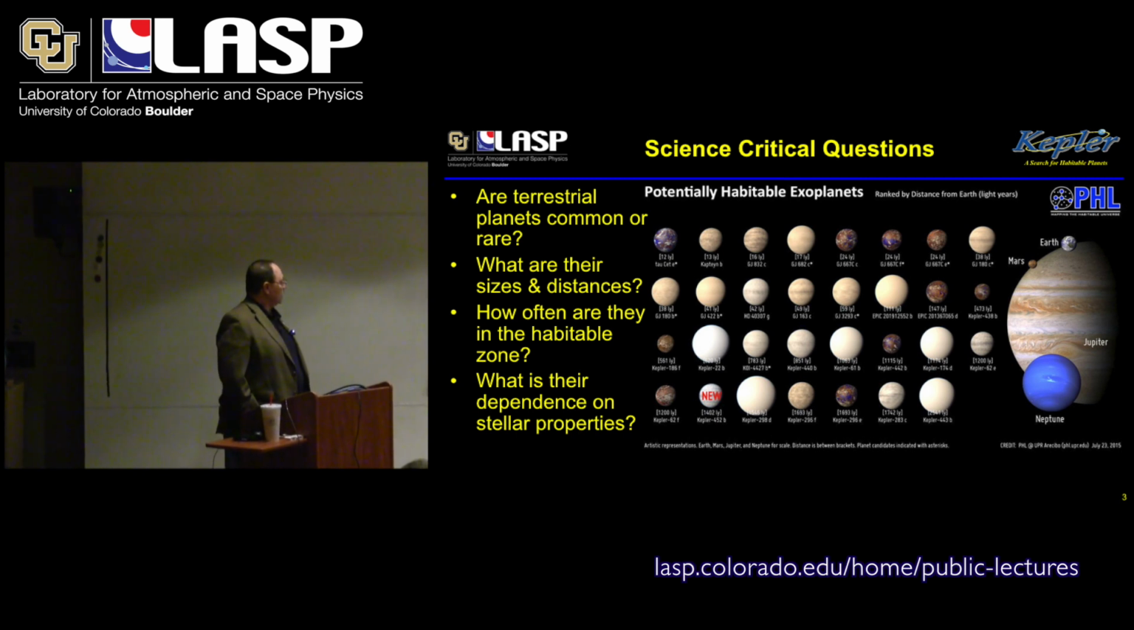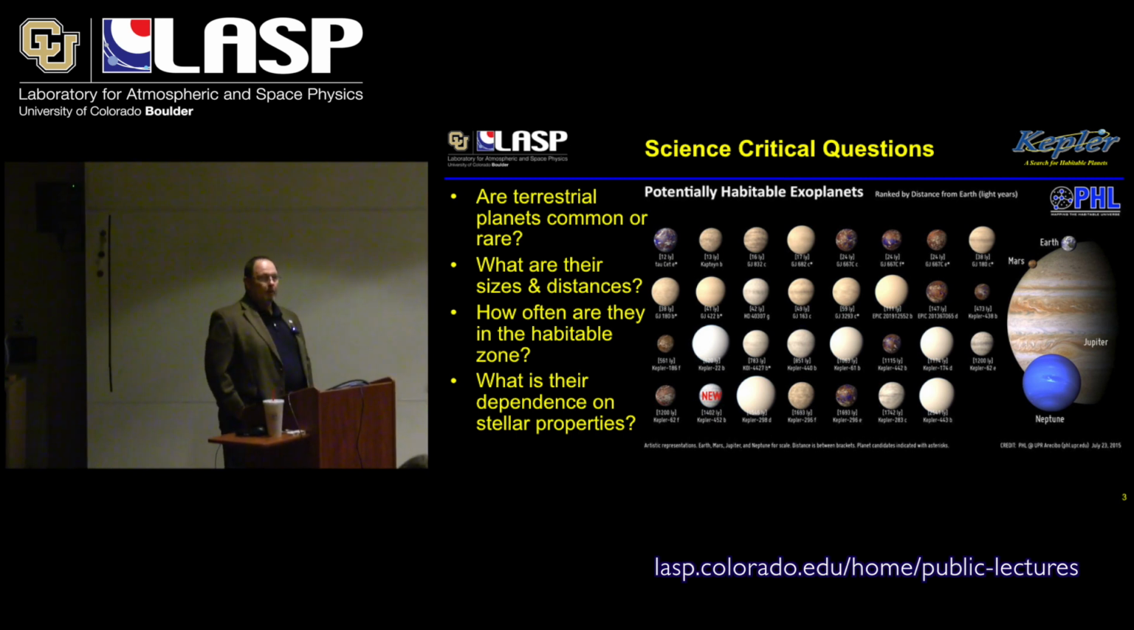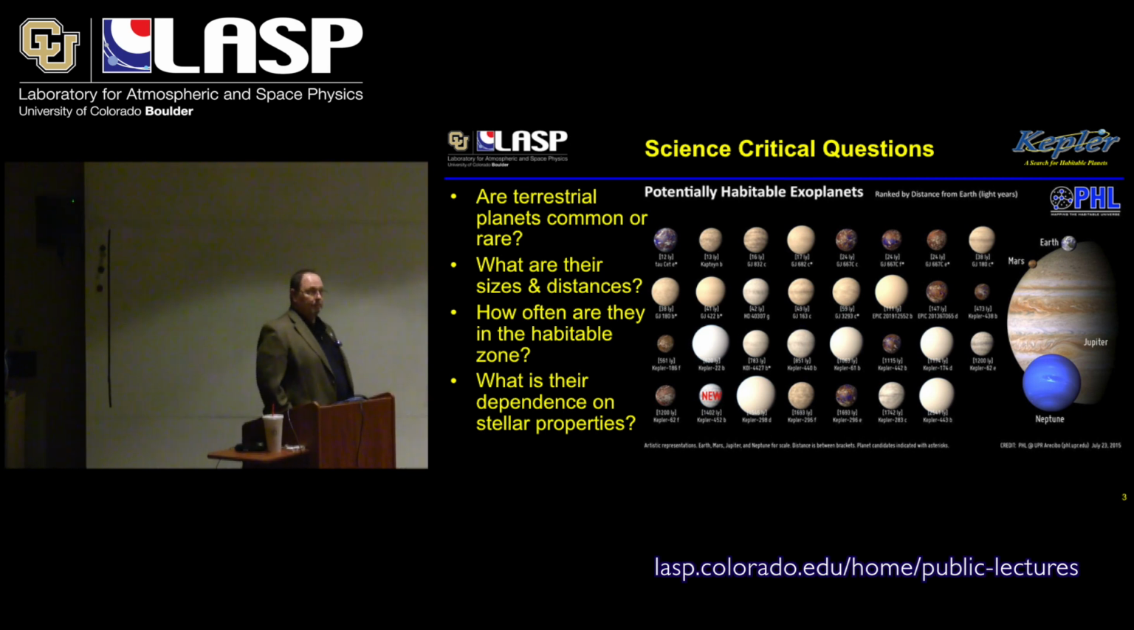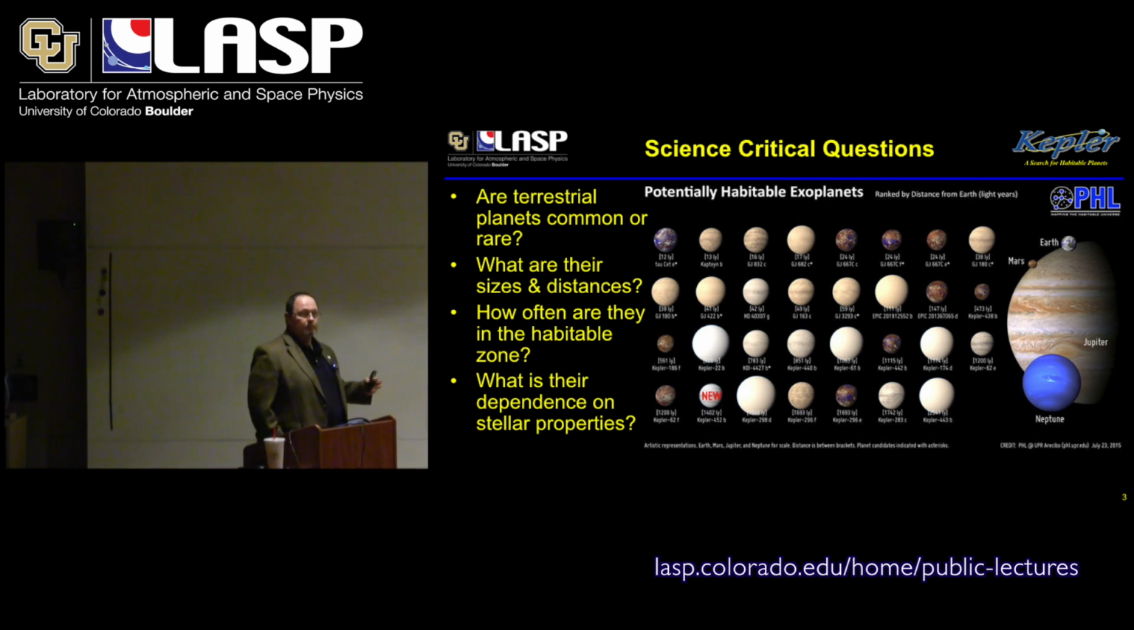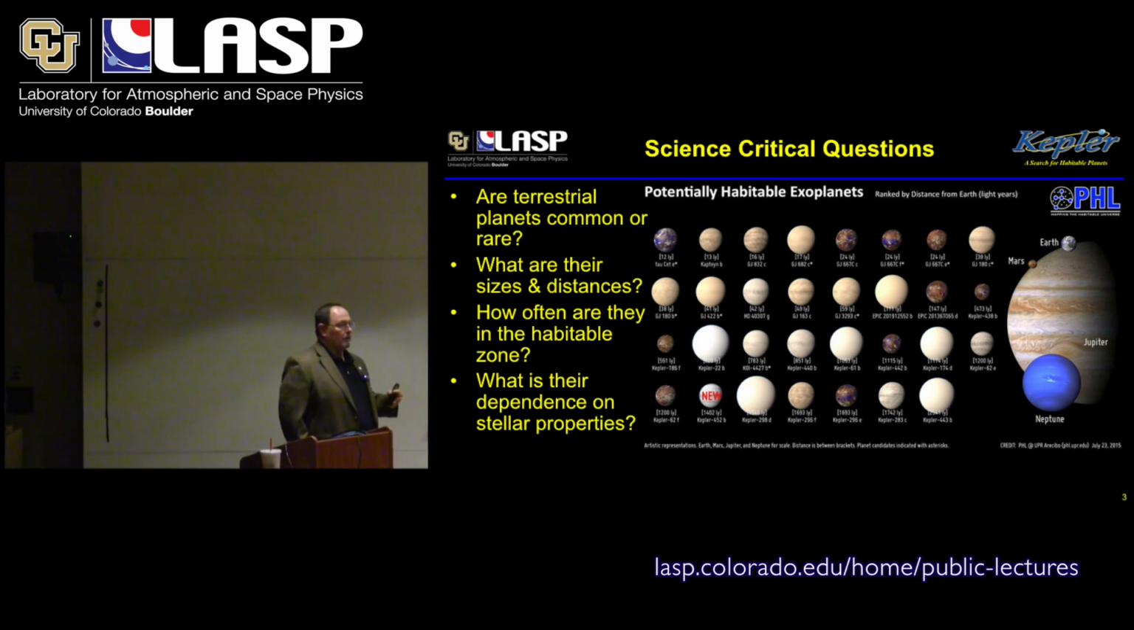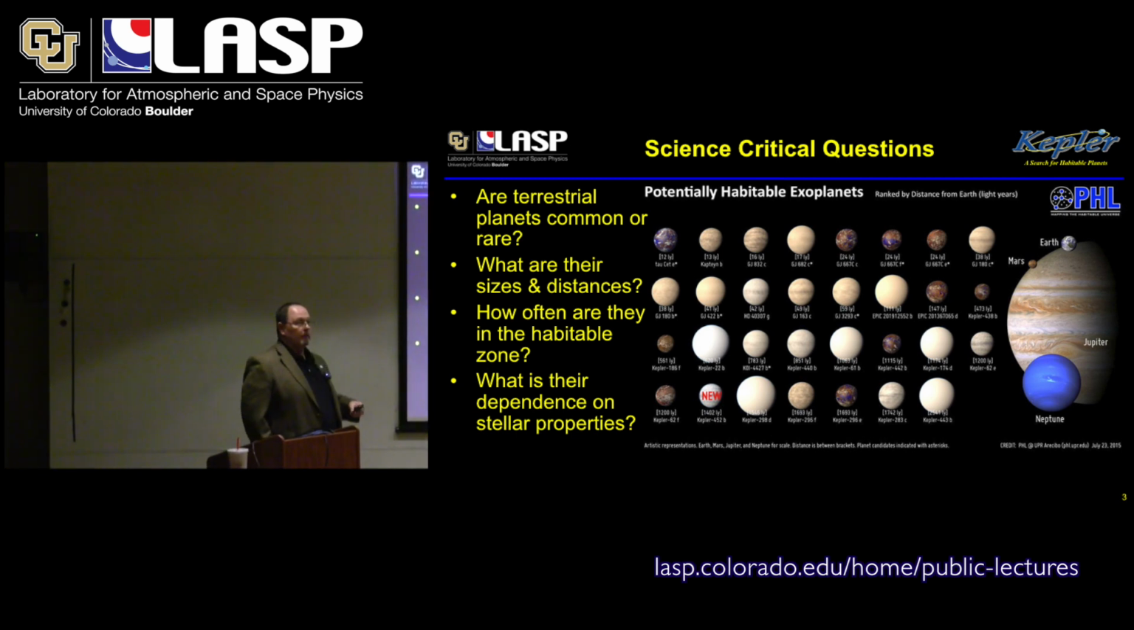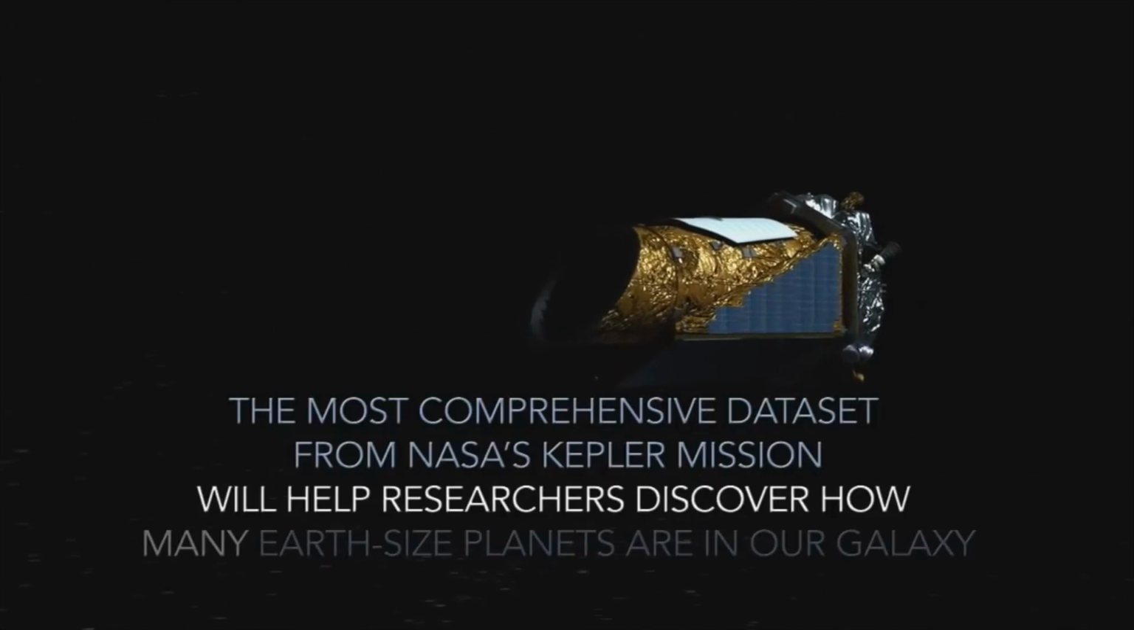And then what is their dependence on stellar properties? Our sun is pretty stable, doesn't have a whole lot going on. You know, we have flare activity, but really that's kind of benign in the universe as we're discovering. And other stars are far more active, and so we wanted to know, is there a dependence there on the stellar properties for where the habitable zone is? So let's give you a little bit of what Kepler's about.